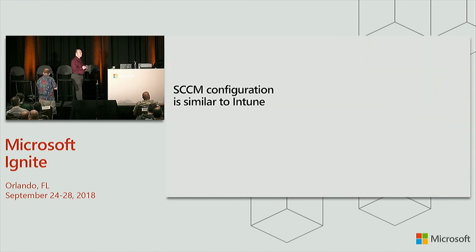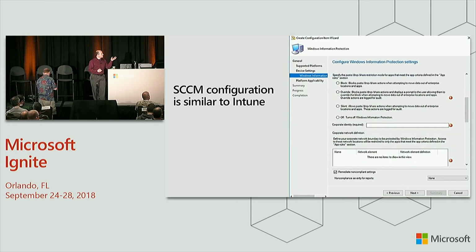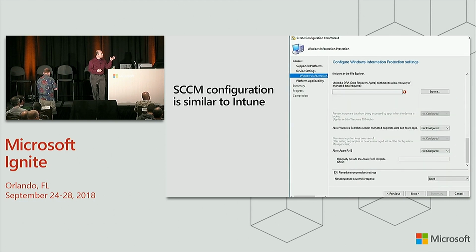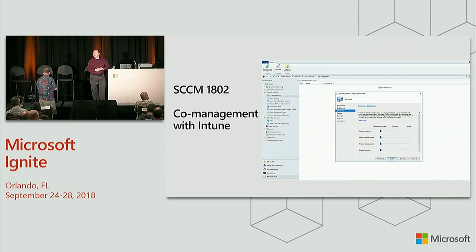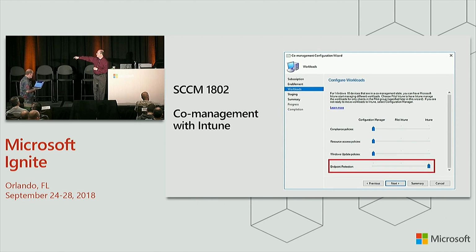The SCCM configuration is also very similar. It's just in that very familiar gunmetal gray. Same settings. I can scroll through that list, and that's what it looks like. If you have SCCM 1802, then this is where we actually allow you to get off of SCCM. You slide this little toggle in the wizard down to the right, and now you've got Windows Information Protection, among other things.